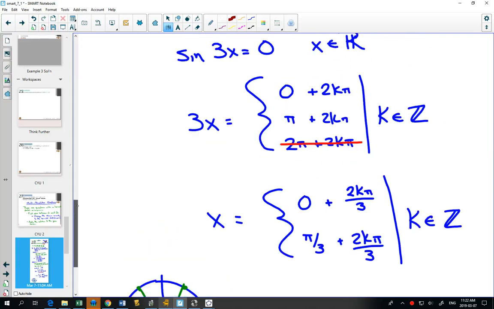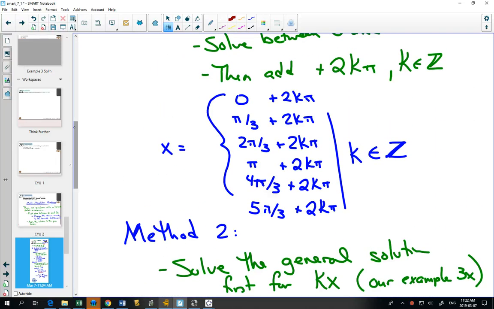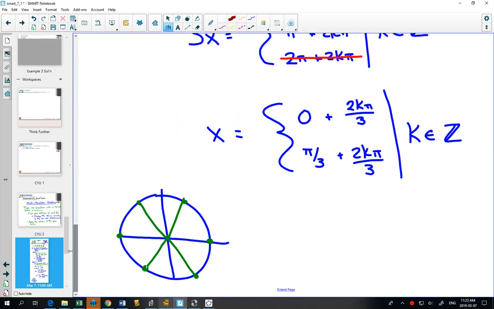Let's scroll up to method 1. Can you see we listed all 6 of those? And said, if I wanted all the answers, I could start at pi over 3 and add 2k pi, and that would give me all of these ones. And then I could go to 2 pi over 3 and add 2k pi, and that would give me all of those ones. And then I could do all of these ones, and then all of these ones, and finally, all of those ones. That was my first solution.